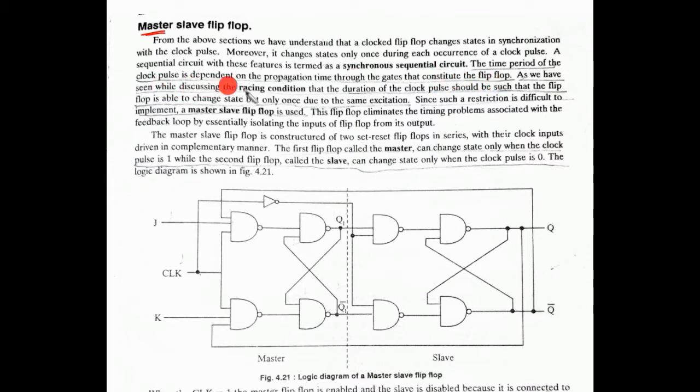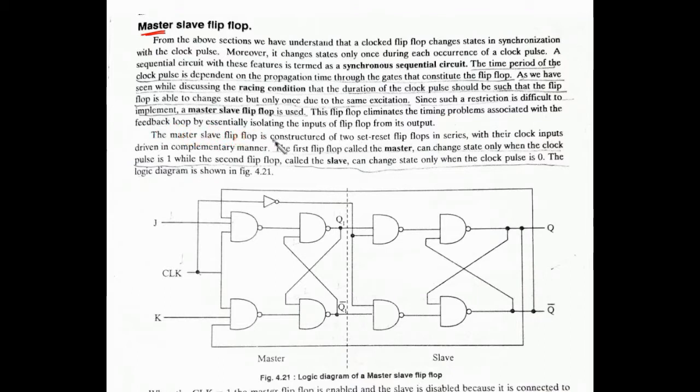We have seen while discussing the racing condition that the duration of the clock pulse should be such that the flip-flop is able to change state, but only once due to some excitation. Since such a restriction is difficult to implement, a master-slave flip-flop is used. So, when there is a problem of racing condition, we implement a master-slave flip-flop. This flip-flop eliminates the timing problem associated with the feedback loop by essentially isolating the inputs of the flip-flop from its output.